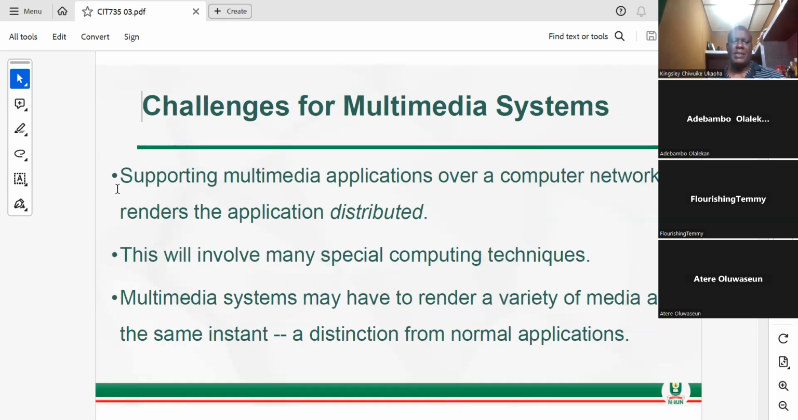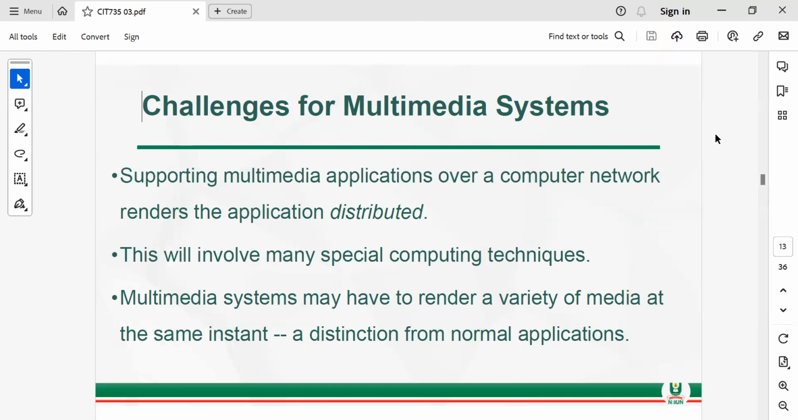Challenges for multimedia systems. Supporting multimedia applications over a computer network renders the application distributed. This will involve many special computing techniques. Multimedia systems may have to render a variety of media at the same instant, a distinction from normal applications.